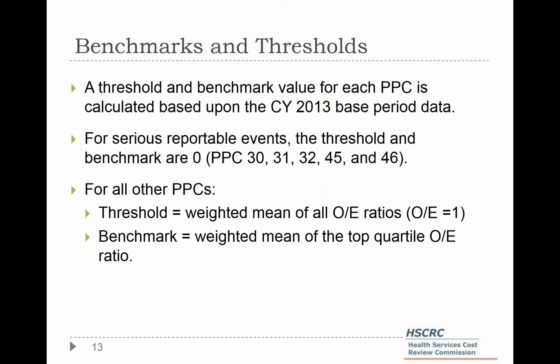So the new methodology uses benchmarks and thresholds to assign points to hospitals for each PPC. This is similar to the way that the Maryland QBR and the Medicare VBP program work. The threshold and benchmark values are calculated using the 2013 base period data. It should be noted as well that we have defined some PPCs as serious reportable events, and the threshold and benchmark for those are 0. These are listed here. There are 5 of them, and these were determined in collaboration with stakeholders, and they may change over time. For all other PPCs, the threshold is the weighted mean of all observed to expected ratios, which actually equals 1, and the benchmark is the weighted mean of the top quartile of the OE ratio.